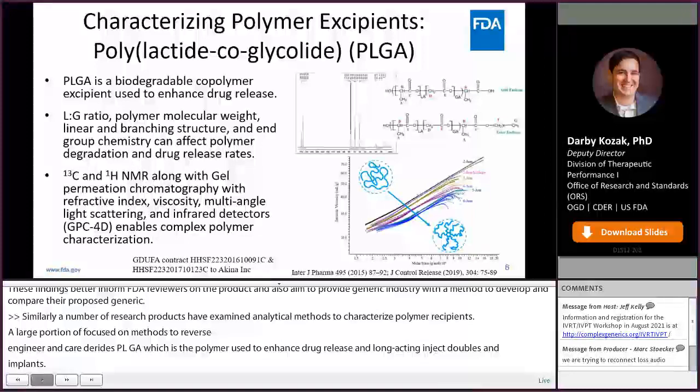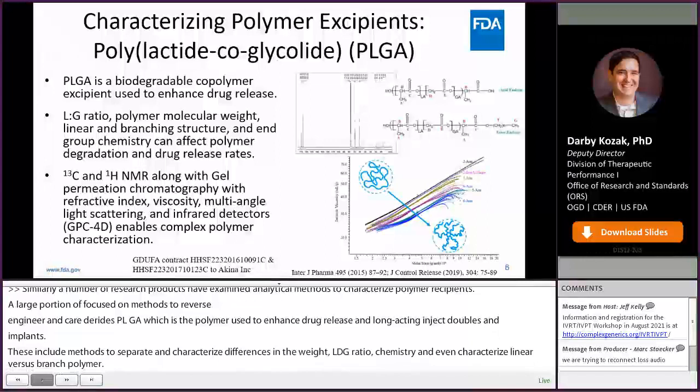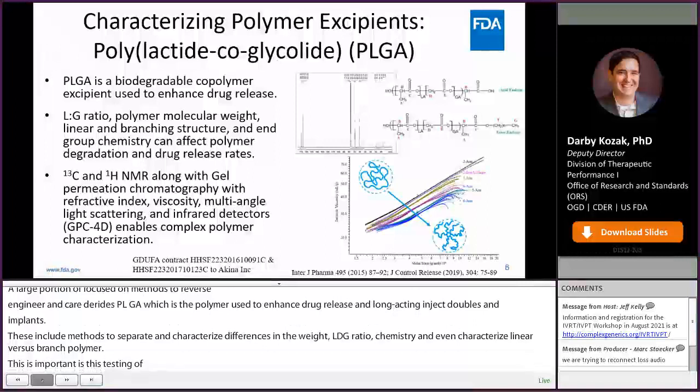This is important as this comparative testing of the proposed generic polymer to the reference listed drug polymer can be used to support formulation sameness, as well as these properties have been shown to impact product performance, including the drug release rates.